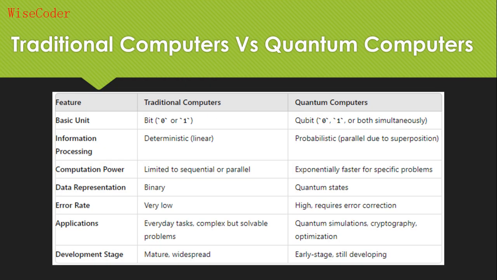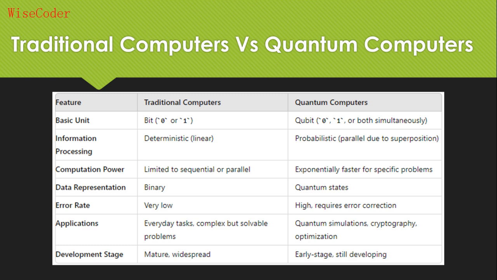Difference between traditional computers and quantum computers. Traditional computers use bits as the basic unit of information, where each bit is either a 0 or a 1. These machines follow deterministic processes, executing instructions sequentially or in parallel, which makes them highly efficient for everyday tasks like word processing, browsing, and even complex computations. However, they struggle with certain problems that require vast computational resources, such as factoring large numbers or simulating quantum systems, which could take impractical amounts of time to solve.